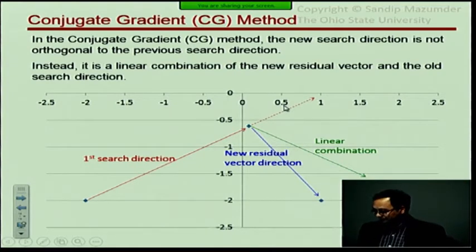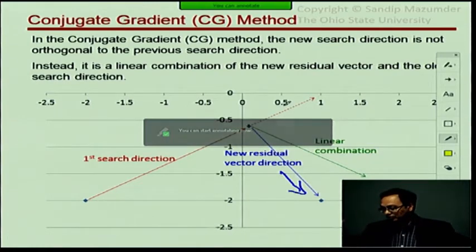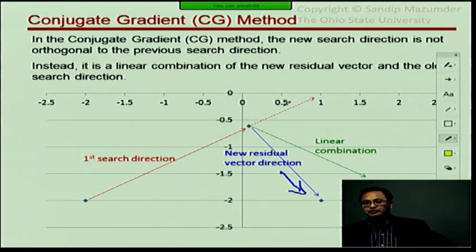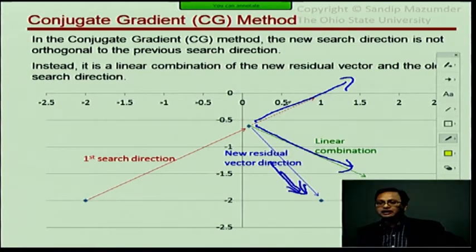The next search direction according to the method of steepest gradient is supposed to be this guy. This is the new residual vector, orthogonal. But I'm not going to do that. What I'm going to do is take my old search direction and my new predicted search direction and do a linear combination of that to give me that vector. Now of course, easier said than done. You might ask, what is that linear combination? If you do a bad linear combination, that vector might point that way. That's where all the mathematical theory goes in.